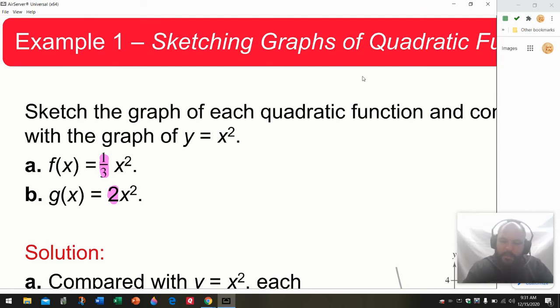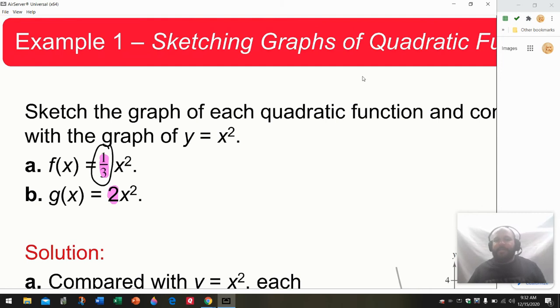Now, this is what you want to think about. If I take a number and multiply it by 1/3, I'm making that number smaller. So what do you think that's going to do to the parabola? It's going to make the parabola smaller. When you smush it down, if you think of a piece of gum, if you smush a piece of gum down, that gum is going to get wider and flatter. And that's exactly what this parabola is going to do when you have 1/3 x squared.